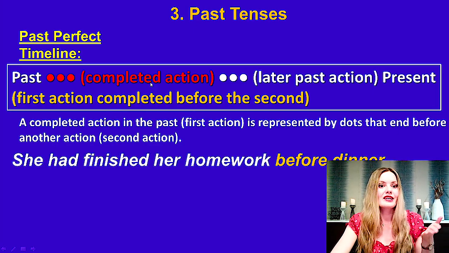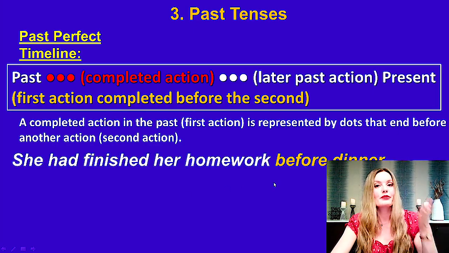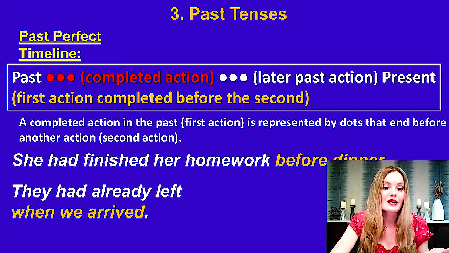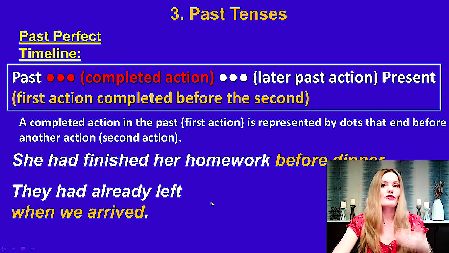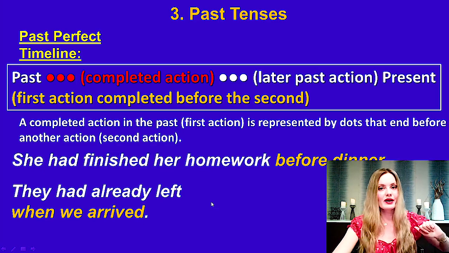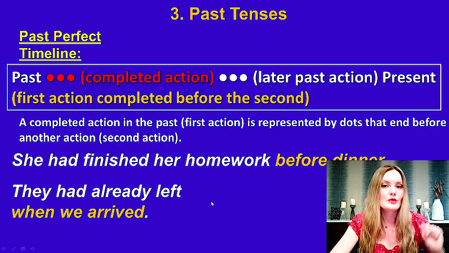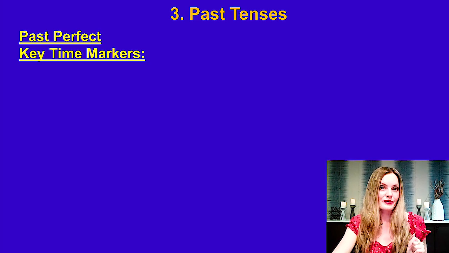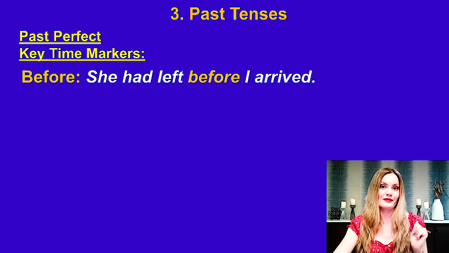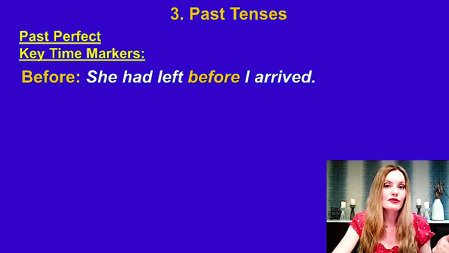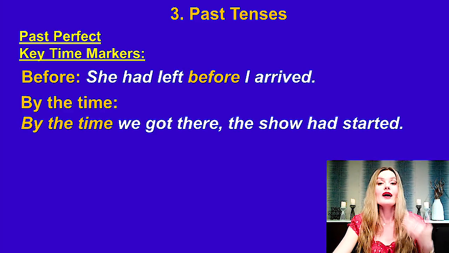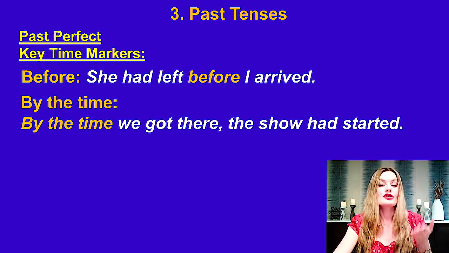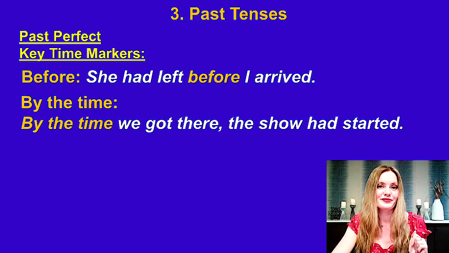For example, she had finished her homework before dinner. They had already left when we arrived. So first they left in the past and then we arrived. Now, key time markers for past perfect. Before. She had left before I arrived. By the time. By the time we got there, the show had started.